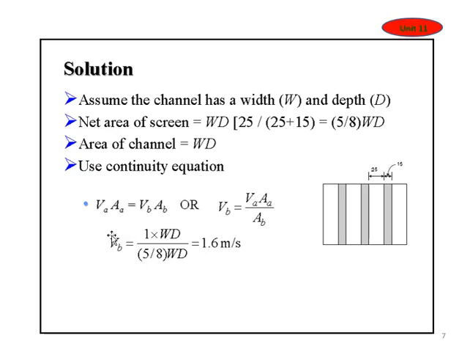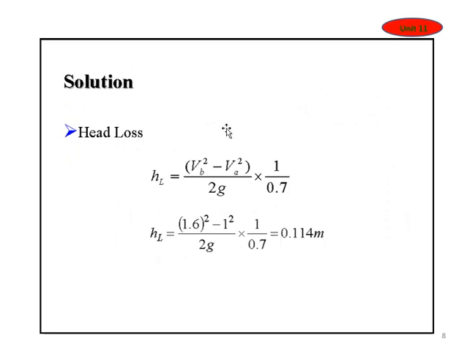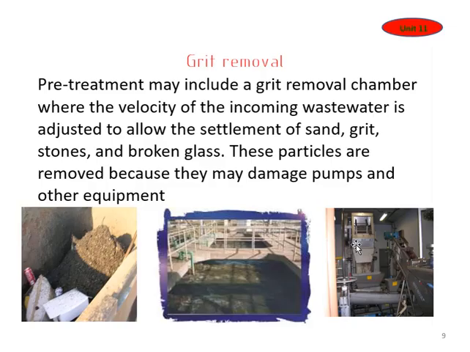I have already the VA, which is 1, VB is 1.6. I can calculate now the head loss. So if I put this value in this equation, I get the head loss 0.114 meter. So this is the use of that formula, which we can use for designing of the bar rake screen.